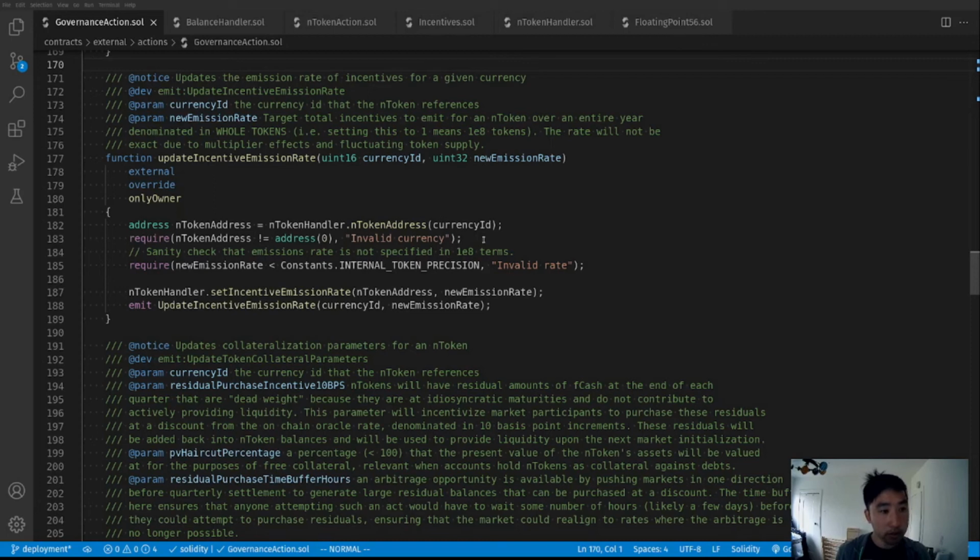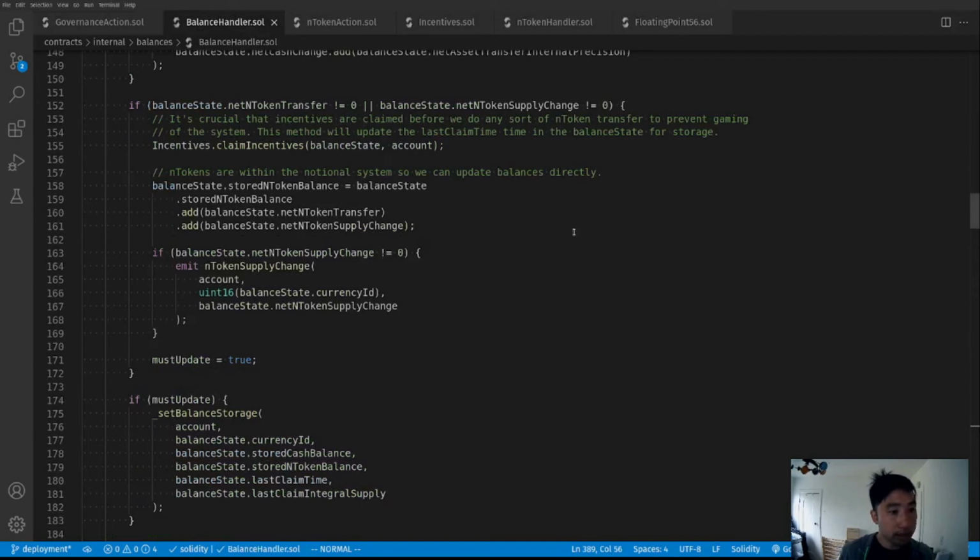Now, nToken holders will receive incentives based on what the average total supply of nTokens has been over the time that they have been providing liquidity. So, we know that the total supply of nTokens is going to fluctuate as users mint and redeem nTokens throughout the year. And so with this incentive emission rate, it's just not going to be as precise as we can be with Fcash. It's a target rate, and we may mint more or less incentives than this, but it should be fairly close.